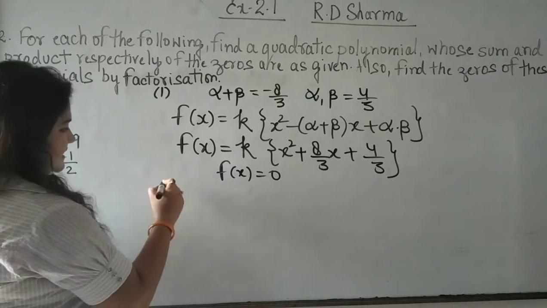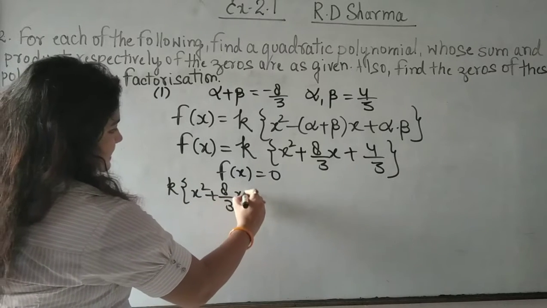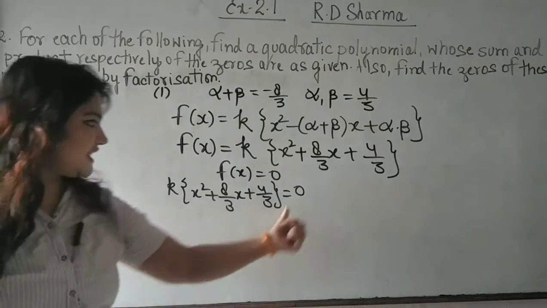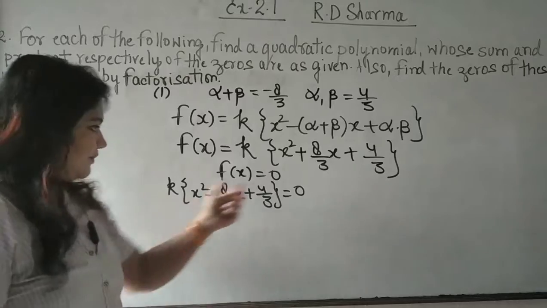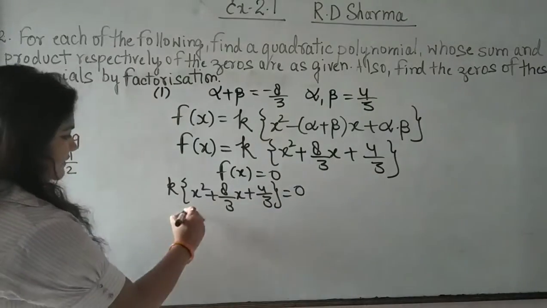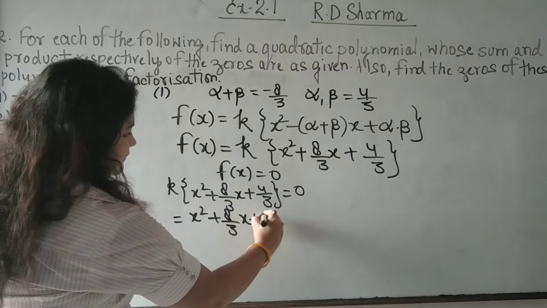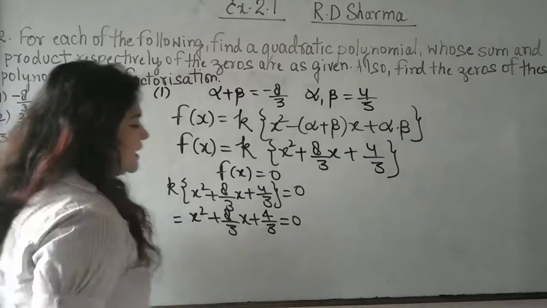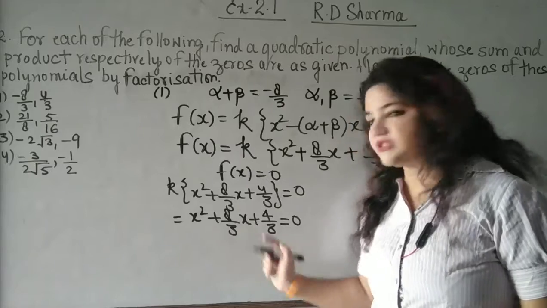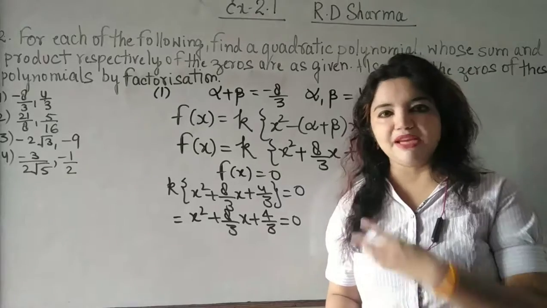And what is the value of f(x)? This is k x squared plus 8 by 3 x plus 4 by 3 is equal to 0. K we will take to that side, so k gets absorbed in 0, it will become 0. So we are left with only x squared plus 8 by 3 x plus 4 by 3 is equal to 0. In this polynomial equation you can see that these two terms are in fraction form. We want it in simple form, so it will be easy to solve.